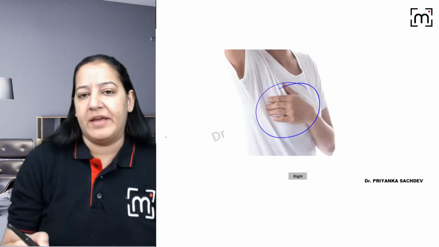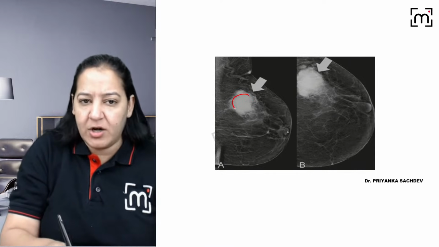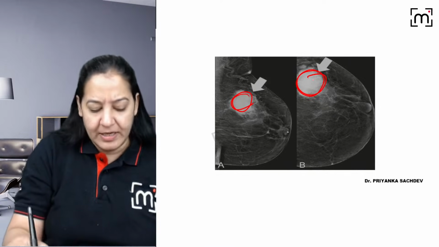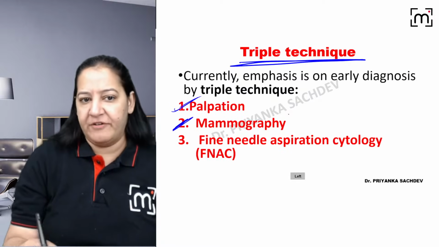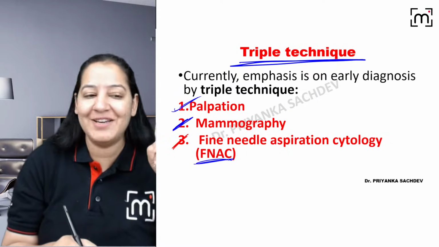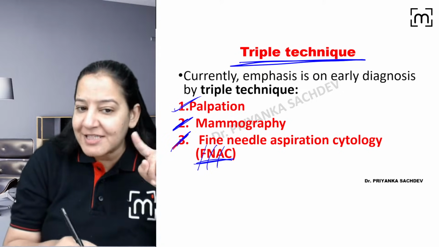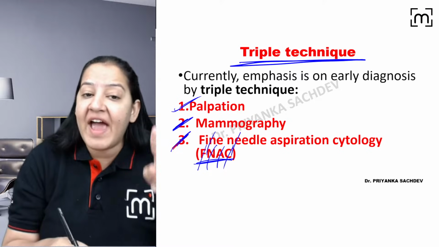Number 2 is mammography. Mammography is the best technique by which we can diagnose breast cancer, right? Mammography second. And third is FNAC. What do you mean by FNAC? What is the full form of FNAC? Osama, what is the full form of FNAC? FNAC is fine needle aspiration cytology.